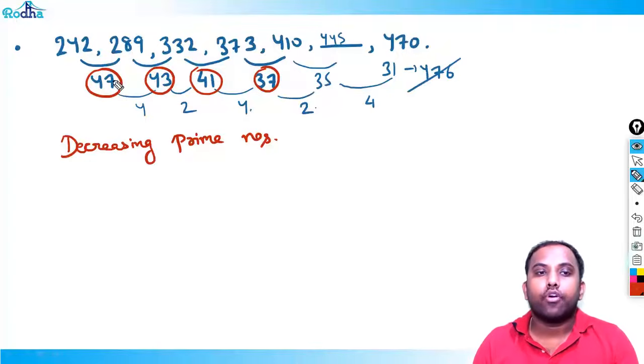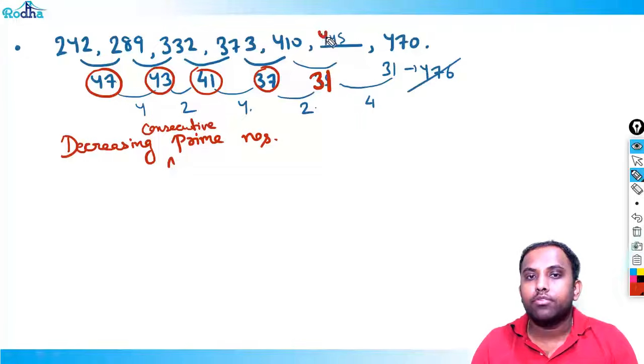So you can say 47 is a prime number. What is 43? Prime number. 41, prime number. So decreasing prime numbers consecutively, right? So after 37, what is the next prime number? 31. So 31 should be added, right?